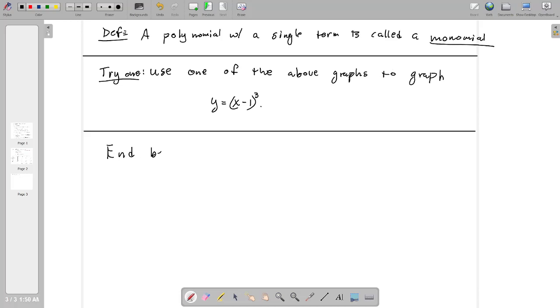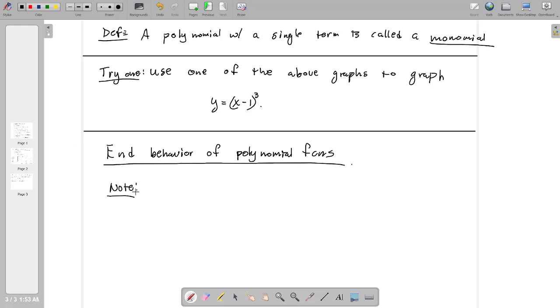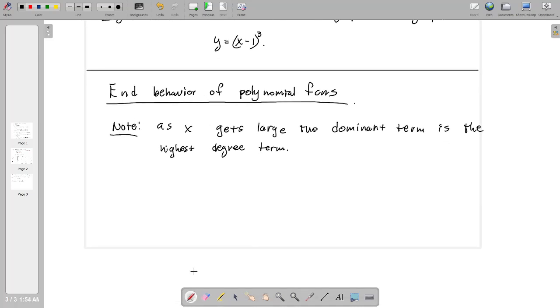The next topic I want to talk about is the end behavior of polynomials. So let's start with a note. I want to show you why the end behavior acts the way that it does before we get into it. As x gets large, the dominant term is the highest degree term. Now let's show you why this is. Suppose that we have the function f of x is equal to x squared plus 4x plus 100,000.